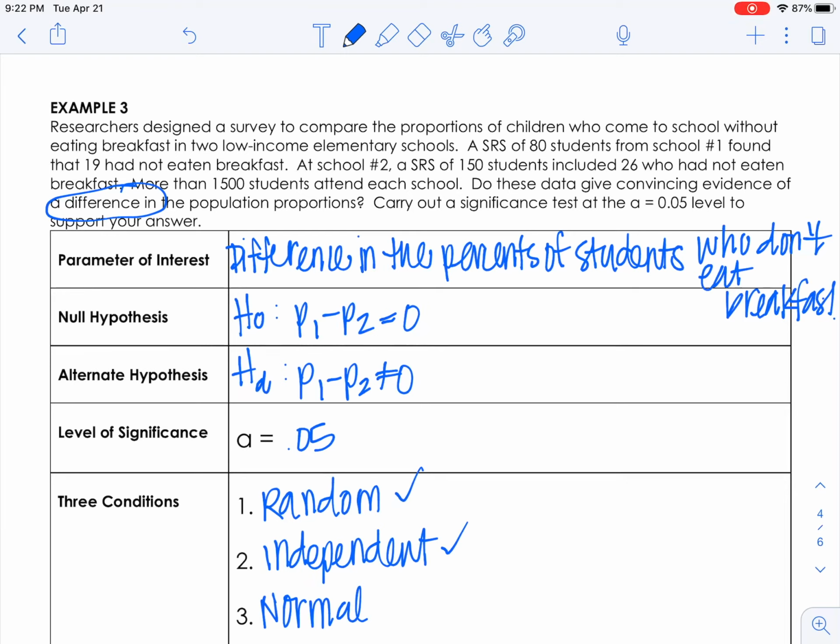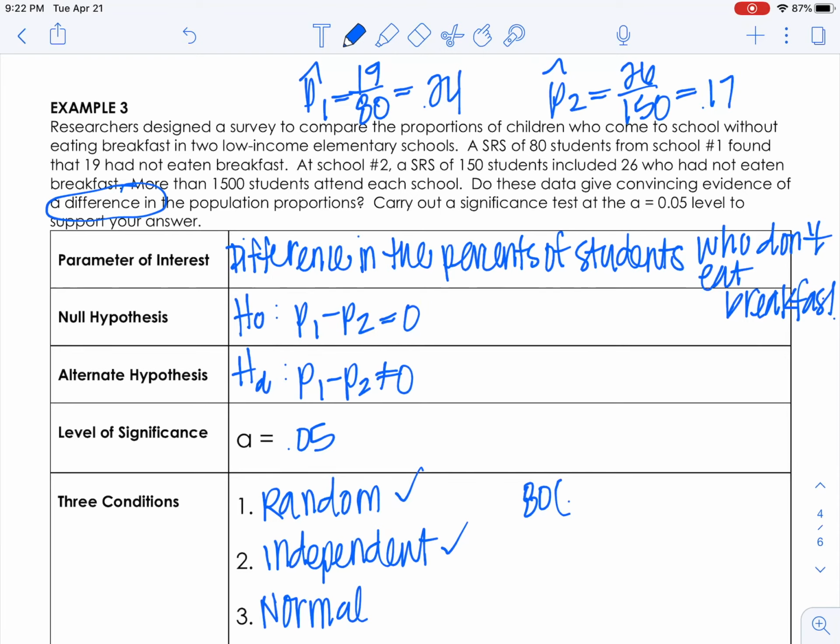So we know our first school had 80 students, but we need to find P hat 1 and P hat 2. Right, in school 1 we had 80 students and 19 of them had not eaten breakfast. And at school 2, 26 of the 150 had not. So when I plug those in, 19 over 80 is 0.24. And 26 over 150 is 0.17.